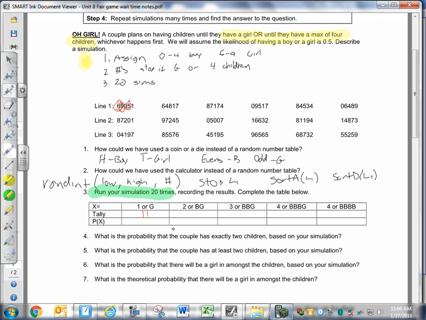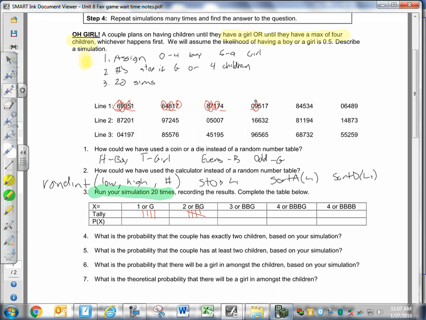BG. I got a four, then an eight. That's a boy, then a girl. BG. A 1, then a 7, that's a boy, then a girl, BG. An 8, G. A 7, G. A 1, then a 7, BG. A 4, a 0, a 9, BBG.